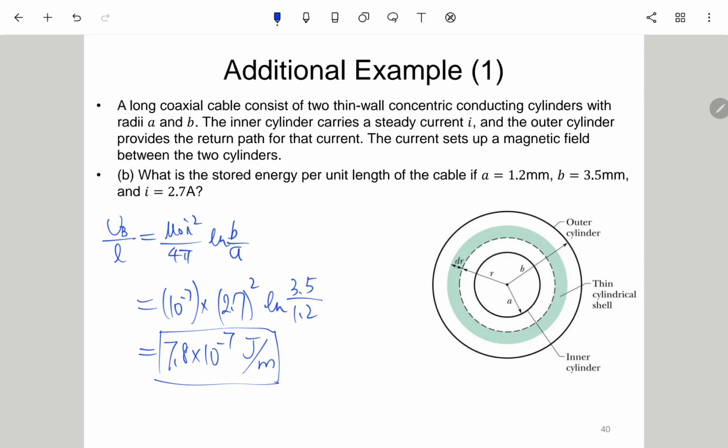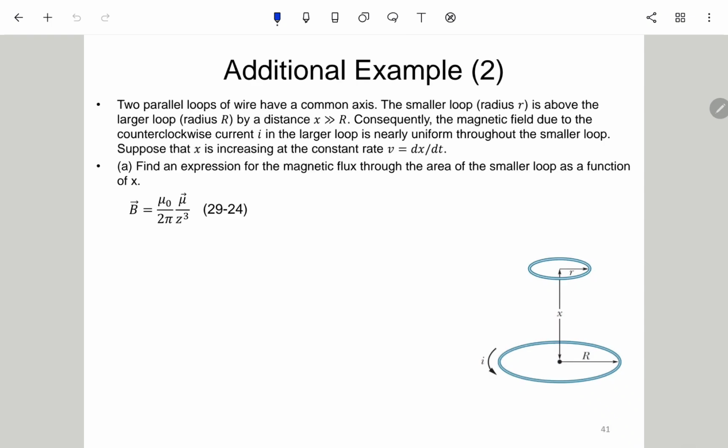Okay, so this is the first one. We still have another, additional example 2. It says 2 parallel loops of wire have a common axis. The smaller loop, with radius small r, is above the larger loop by distance x. This is the distance.